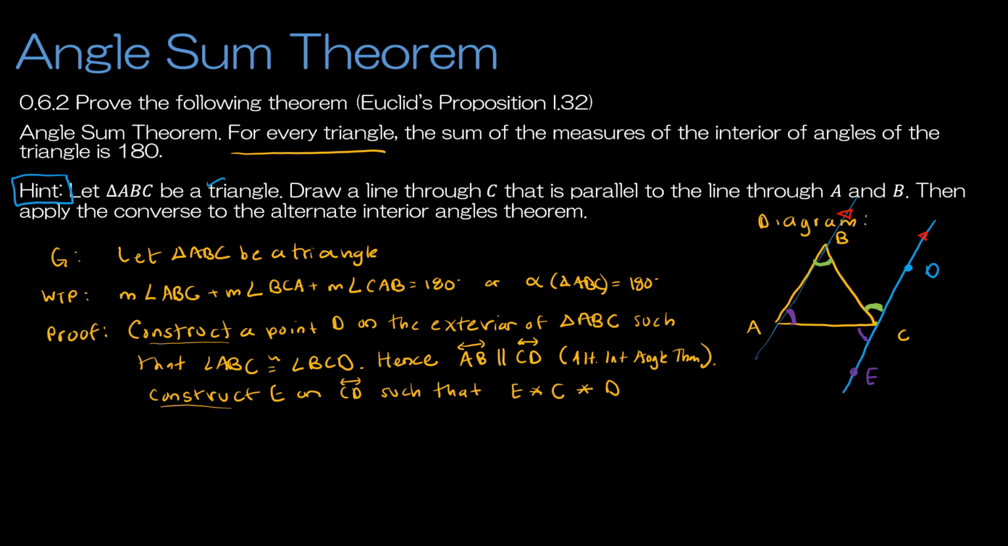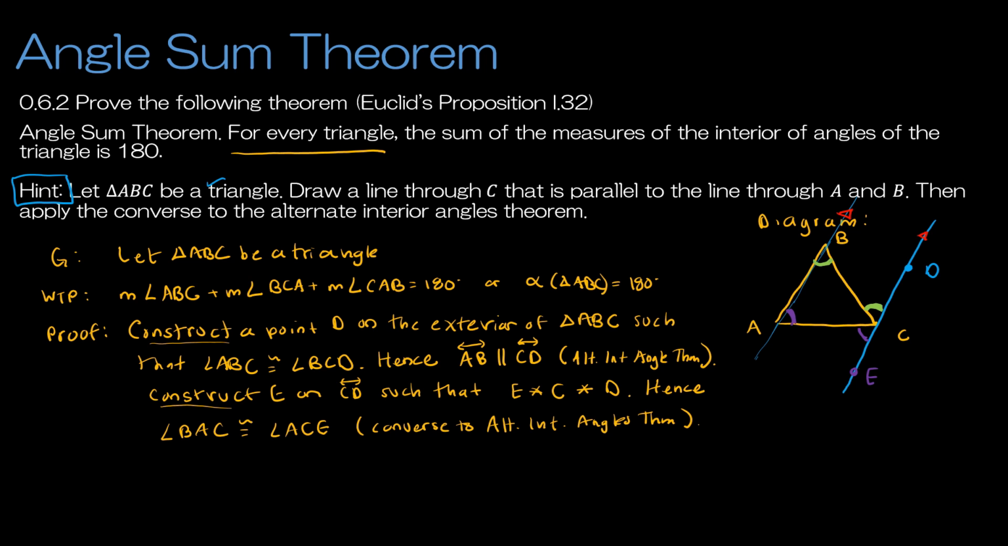But now that E is there, I can say hence, angle BAC is congruent to angle ACE. Again, why can I say that? Because I have two parallel lines, and those are alternate interior angles. That is actually the converse to the alternate interior angles theorem. When you already have the parallels and you're saying that the angles are congruent, that's the converse.